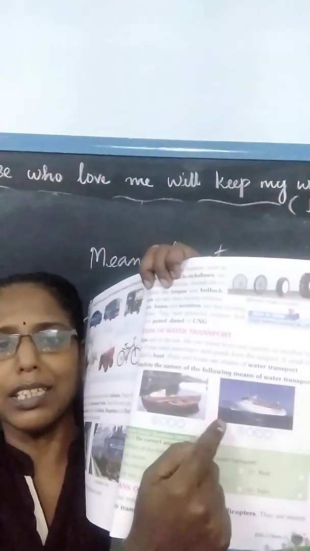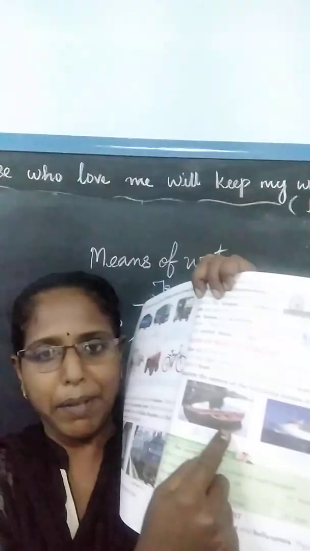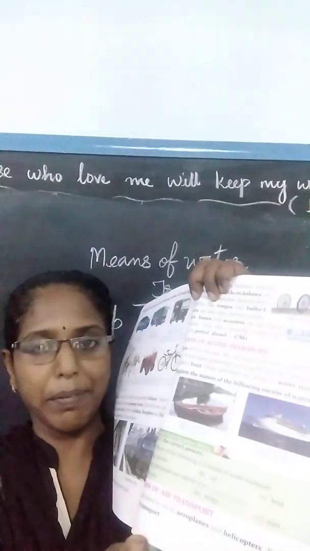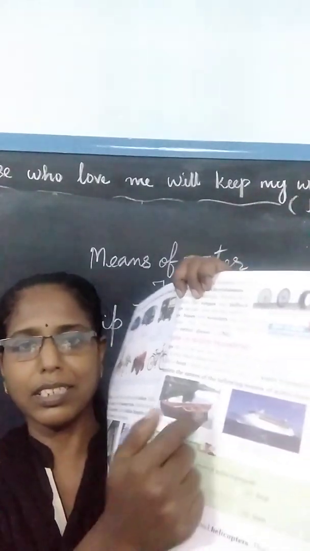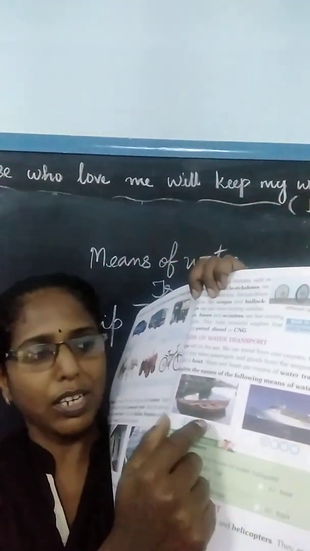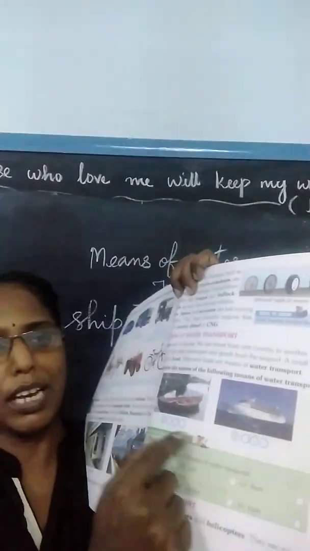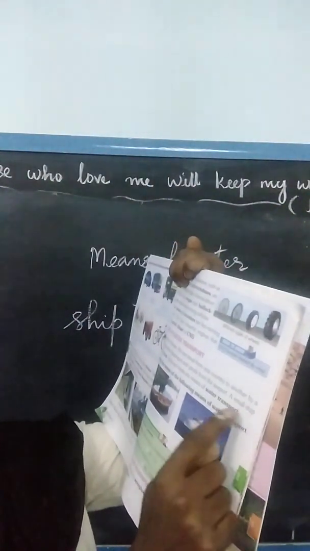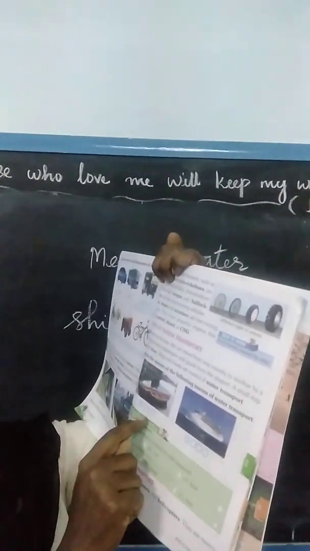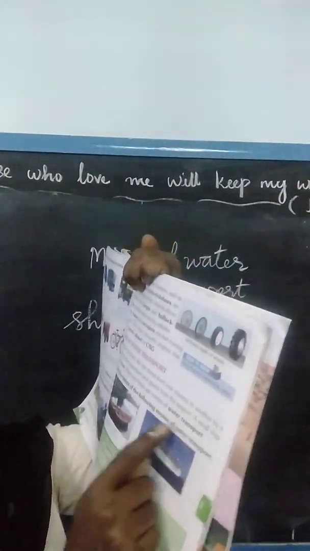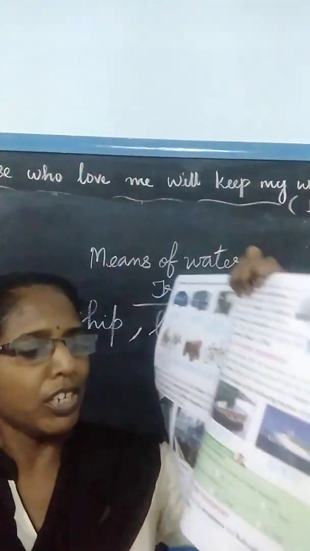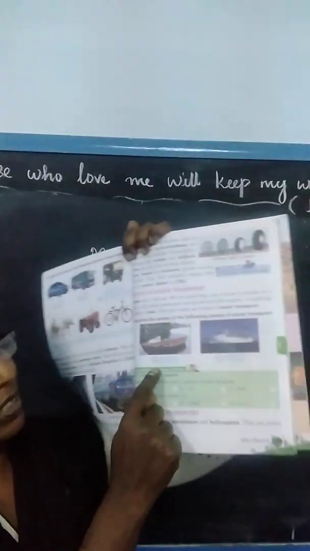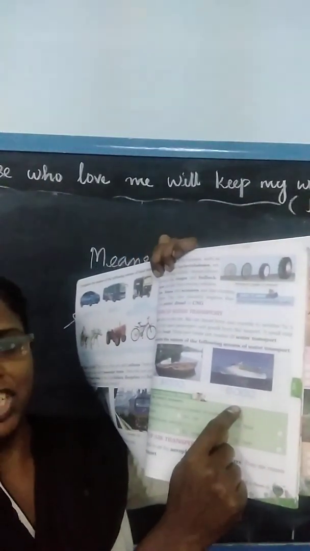And we are using these two to carry passengers and goods like passenger trains and goods trains. Here also we are using ships and boats to carry both passengers and goods. A small ship is called a boat. Ships and boats are means of water transport. And you have to complete the names here. First one boat, second one ship.